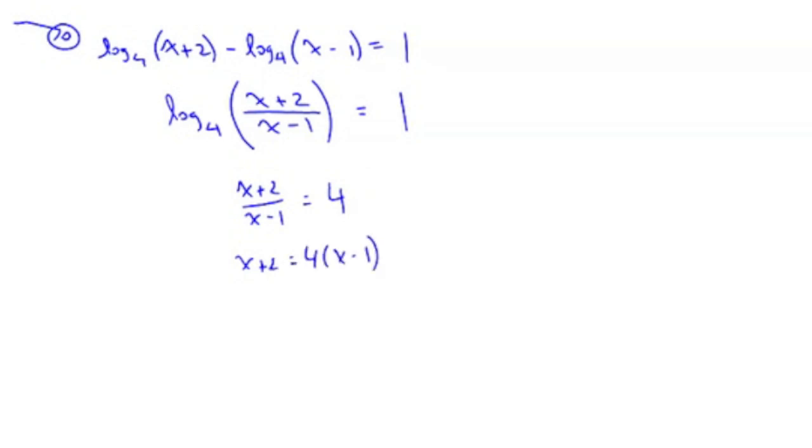So 6 equals 3x, and x equals 2. Does it work? It works. Log base 4 of 4 is 1. And this is 2 minus 1. Log base 4 of 1 is 0, and 1 minus 0 is 1. It works. So subtraction just becomes division. Do they get worse?